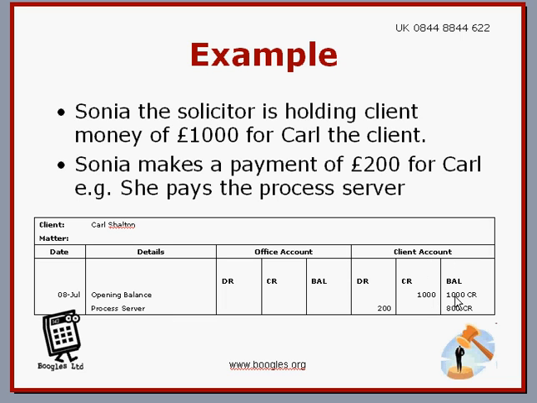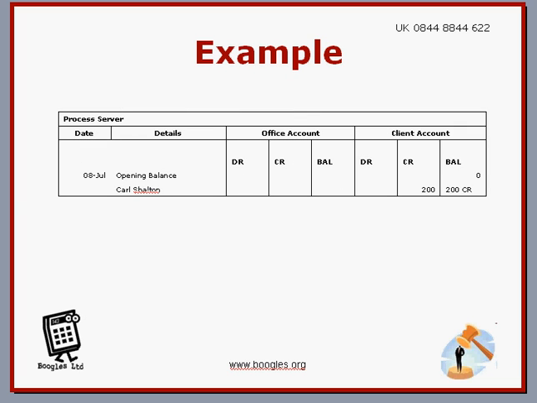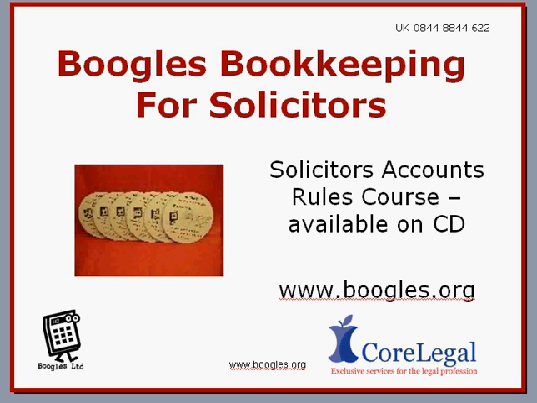Initially there was a credit balance of £1,000 because she was holding this money on his behalf. She's paid it out to the process server, and so in the client account of Carl we now have £800. So that's what it looks like on that side. And then on the process server side, there was nil to begin with. It's been paid through the client account and it's £200 process server on behalf of the account of Carl Sholton. That's £200. So that's just an example of the difference between a client account and an office account.